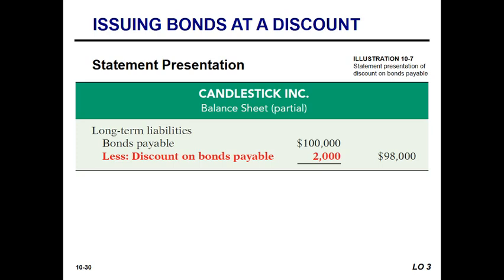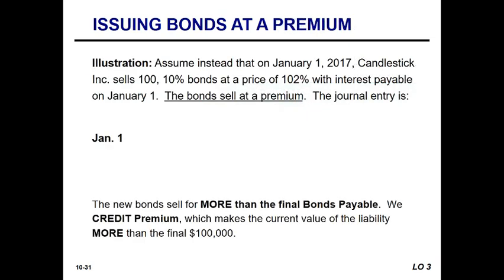Flip side of that is when we actually sell a bond for more than its face value. So let's assume that instead, on January 1st, 2017, Candlestick Incorporated sells 100 10% bonds at a price of 102% with interest payable on January 1st. These bonds are selling at a premium. They sell for more than the final bonds payable.